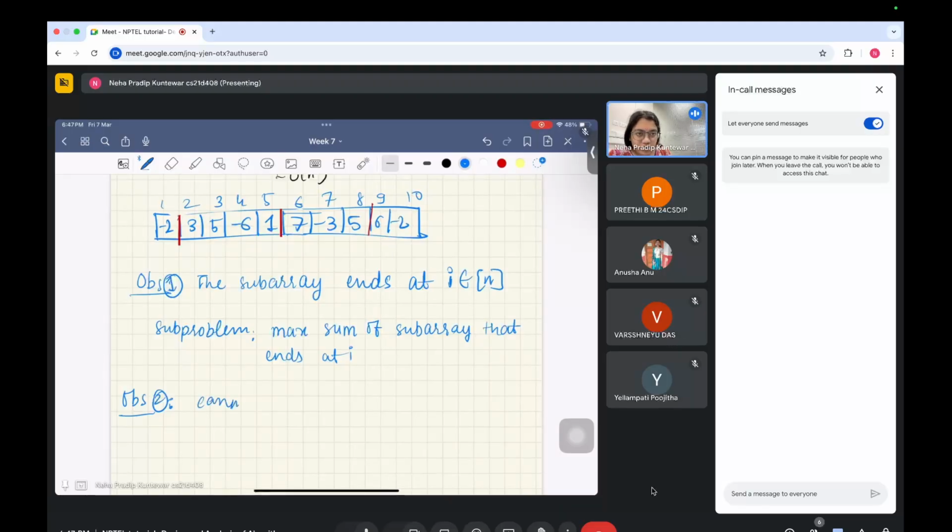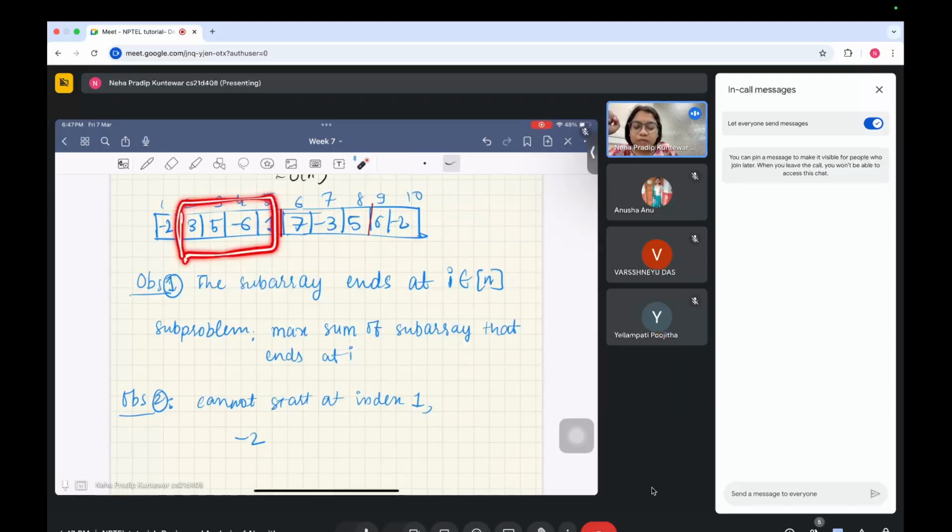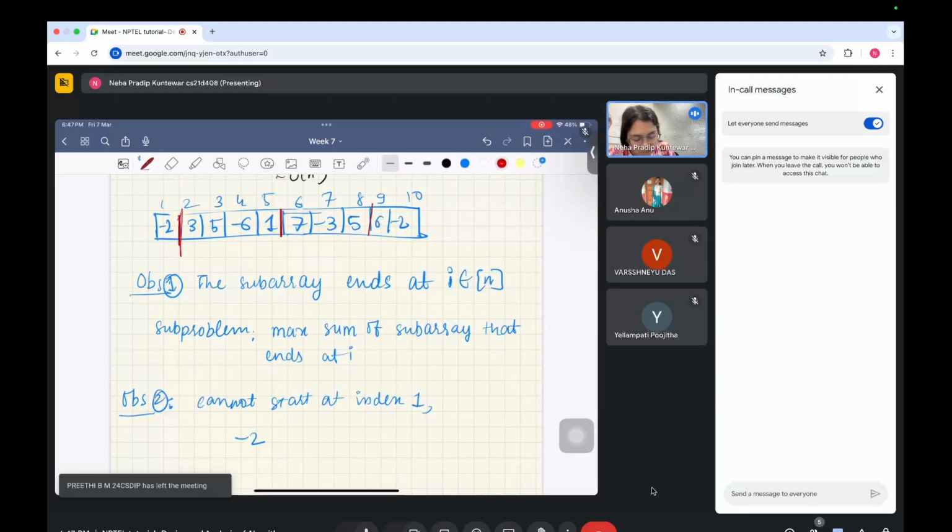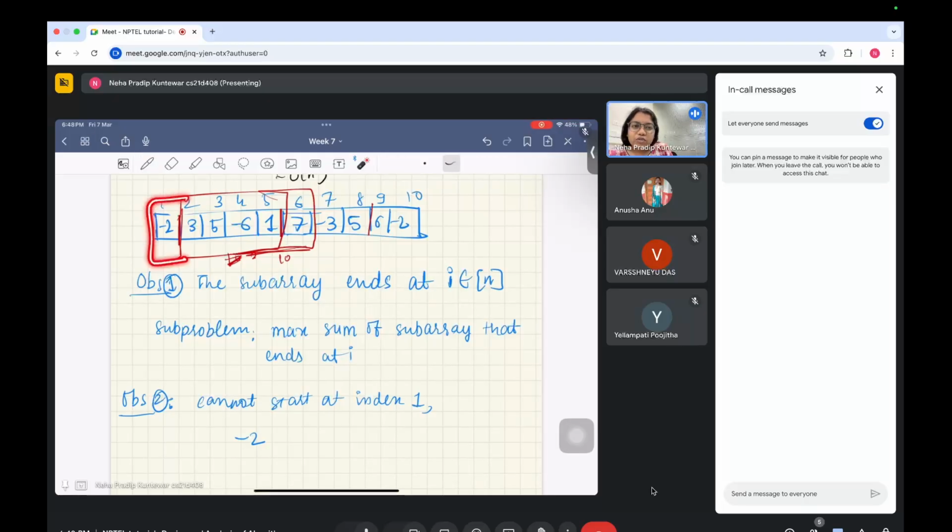In this particular case, I'm saying you cannot start at index 1 because the value is -2. If there is some subarray here which has a sum of 10, maybe this is the maximum subarray. 3 plus 7, this is 10. Then I should definitely not include 1 here. If I include this index also, then the sum becomes 8.